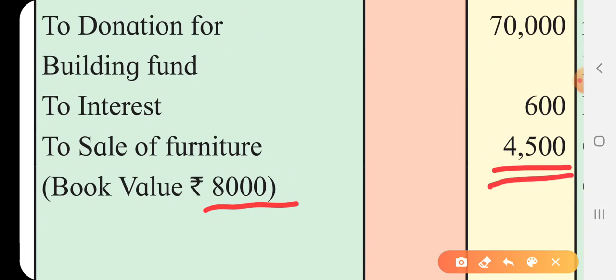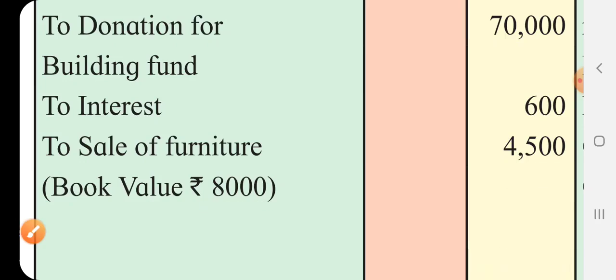And in the income and expenditure account, the difference between these two values is shown. Here we are in loss, isn't it? We sold our furniture at a price lesser than its book value, and the loss is 3,500. Only 3,500 will be shown in the income and expenditure account. This loss will be debited to income and expenditure account. Okay.